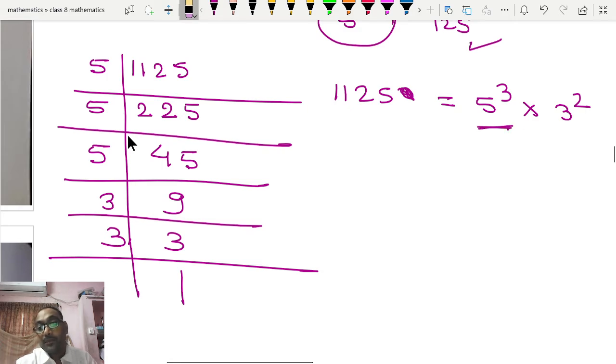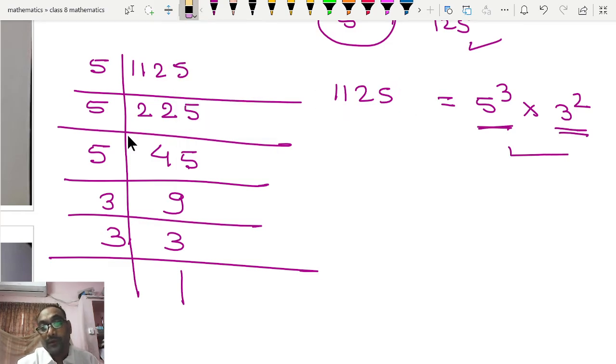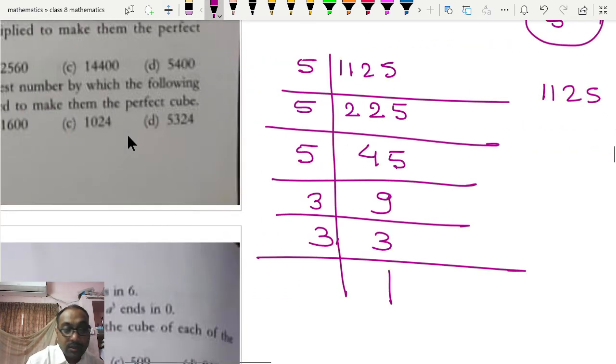And this is the perfect cube number, but this number is not a perfect cube. So we cannot find the cube root of 1125 because it is not a perfect cube number. If the power were 3, then we could say that this can be a perfect cube number. So this is not a perfect cube number.